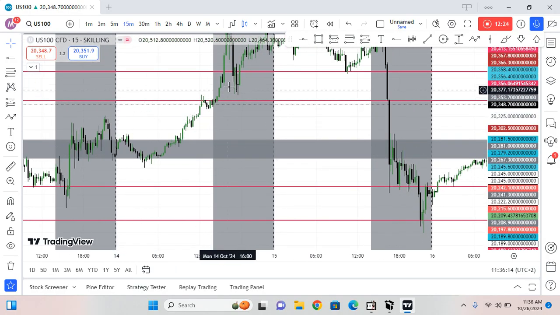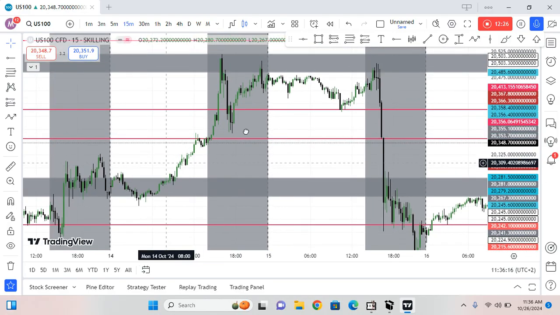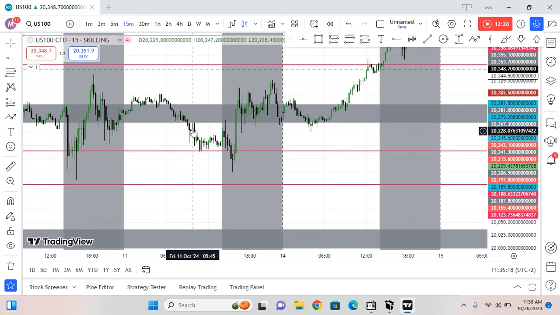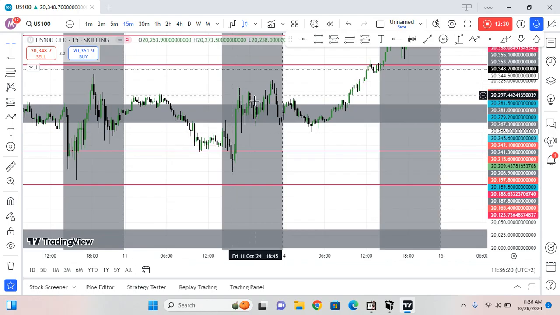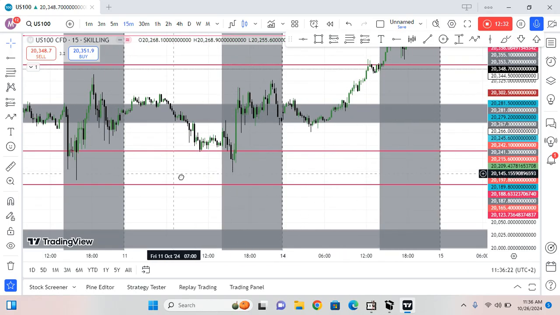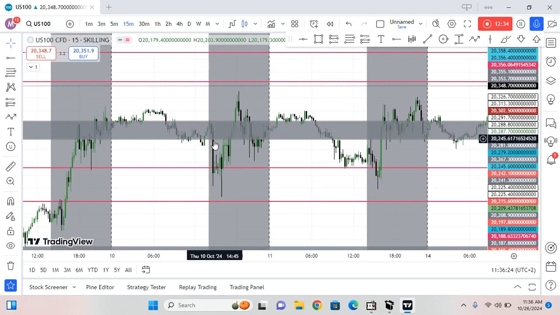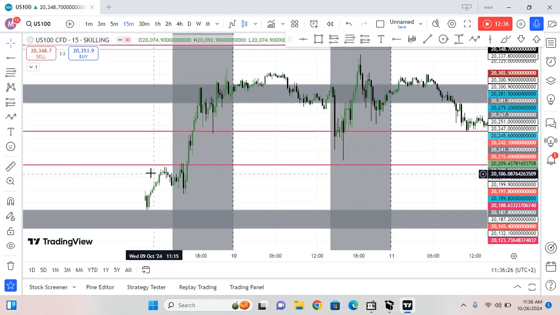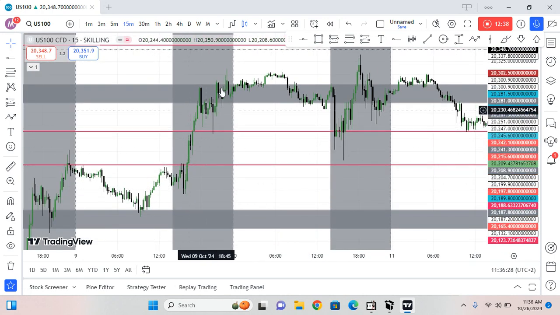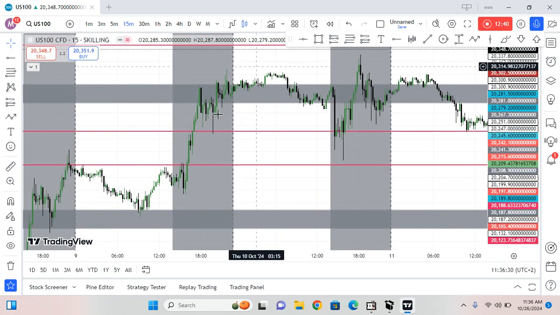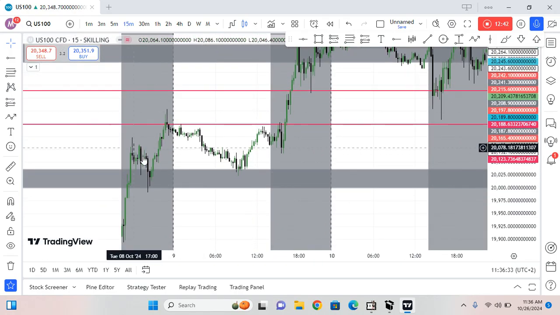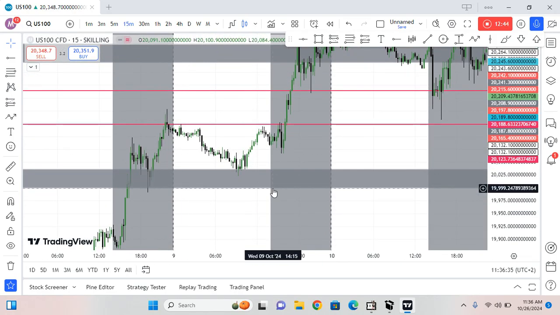Look at here. Break, test, it goes up. Break, test, down. You see, break, it came and ranged, but it went up. Break, test, down. Break, it didn't test, but it went up. It came and tested and shot back. Break, test, up.